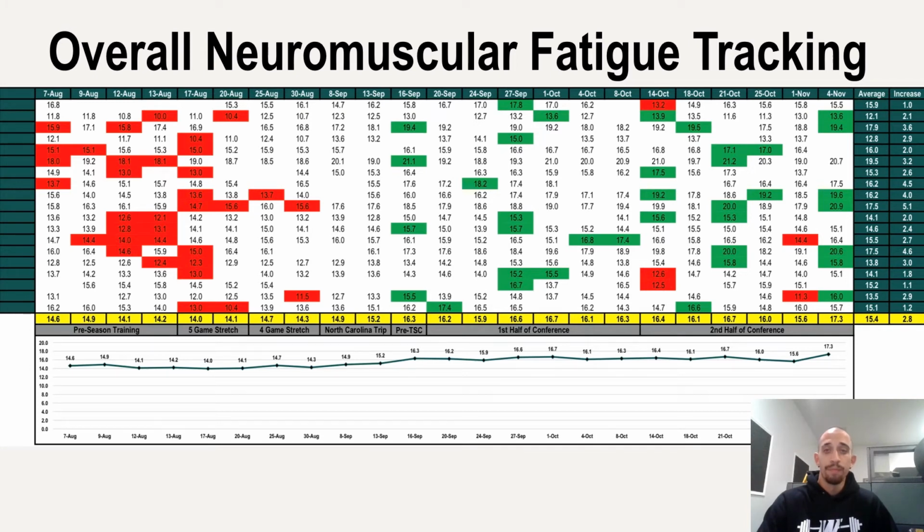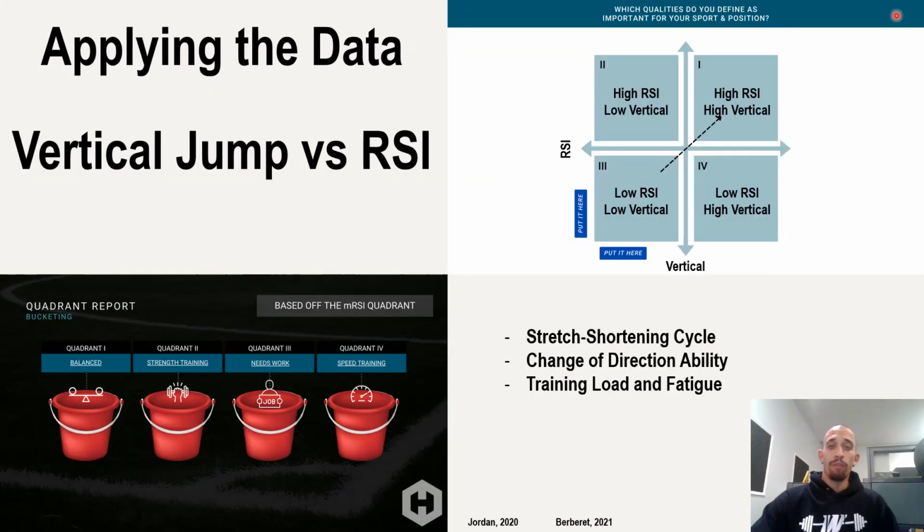So applying the data for me with vertical jump versus RSI, that's more important in volleyball. So a low RSI usually means an inefficient stretch shortening cycle, which is the pre-stretch or counter movement action that allows the athlete to produce more force and move quicker.